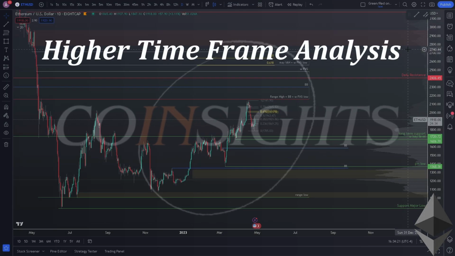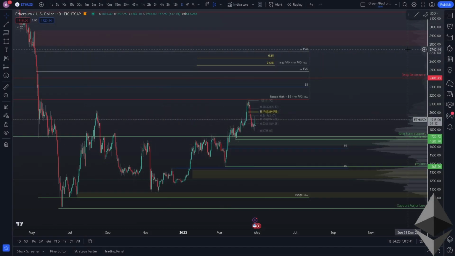So I'll quickly cover a macro of Ethereum before getting to a lower time frame analysis. The macro hasn't really changed for Ethereum. I still think there are a lot of confluences up in this area. There is a lot of liquidity to be wiped up here.